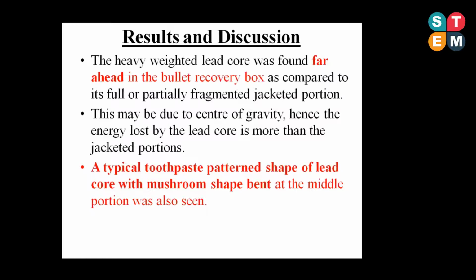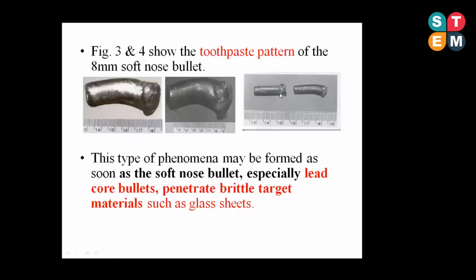So I will show you in my next slide. You see there is an empty jacket here, and here is the jacket after firing. There is an inward mushroom in the jacket portion, and the lead core is made like a toothpaste pattern. So this is the typical pattern we get with the 8 mm bullet fired through the .315, not with any other weapons. I have fired a number of weapons, but this type of toothpaste pattern we get only after firing a soft nose bullet through sporting rifles.